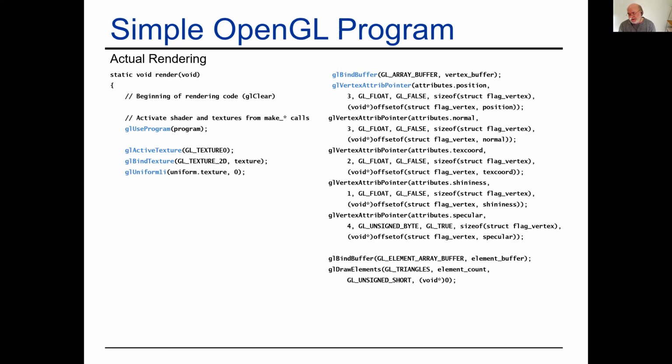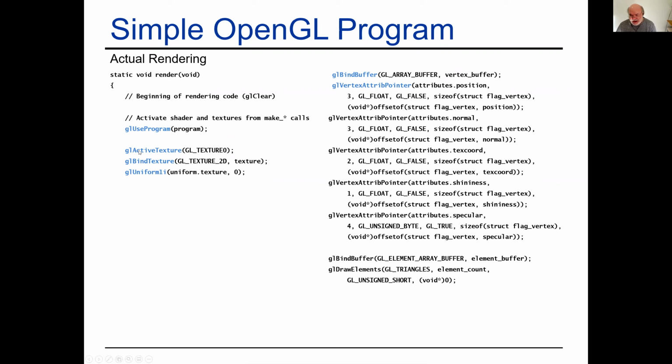Or remember, there was this make program function. Here we're saying, okay, now start using this program. Actually, since we only have a single program, we don't have to do this every time, so this is more for deductive purposes. If you want to optimize things a little bit, you should probably just set this once in the very beginning, and OpenGL will keep using it until you change it.